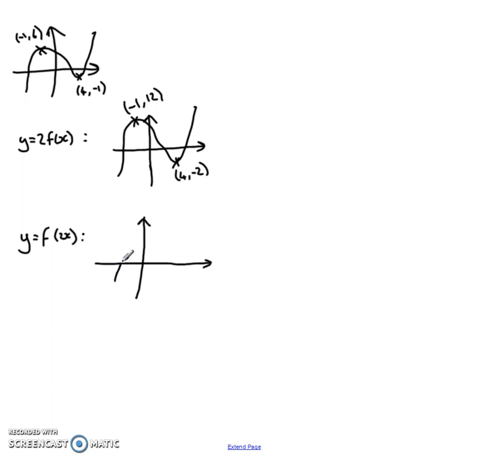So again, the generic shape of the curve stays the exact same, so it still looks something like that. Our y coordinates are still going to stay the same from the original curve, so it's still going to be at negative 1 there.